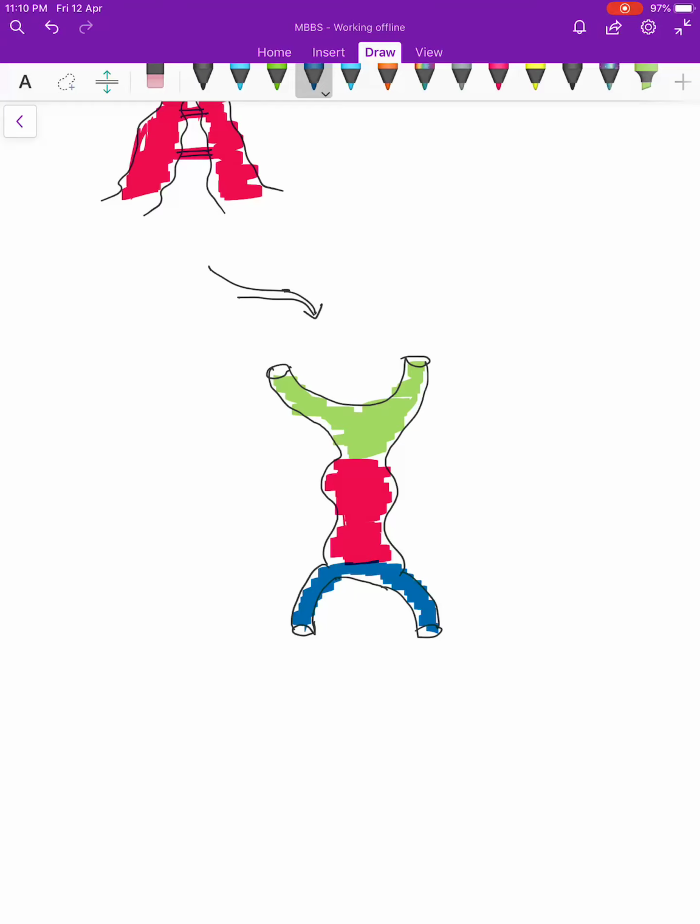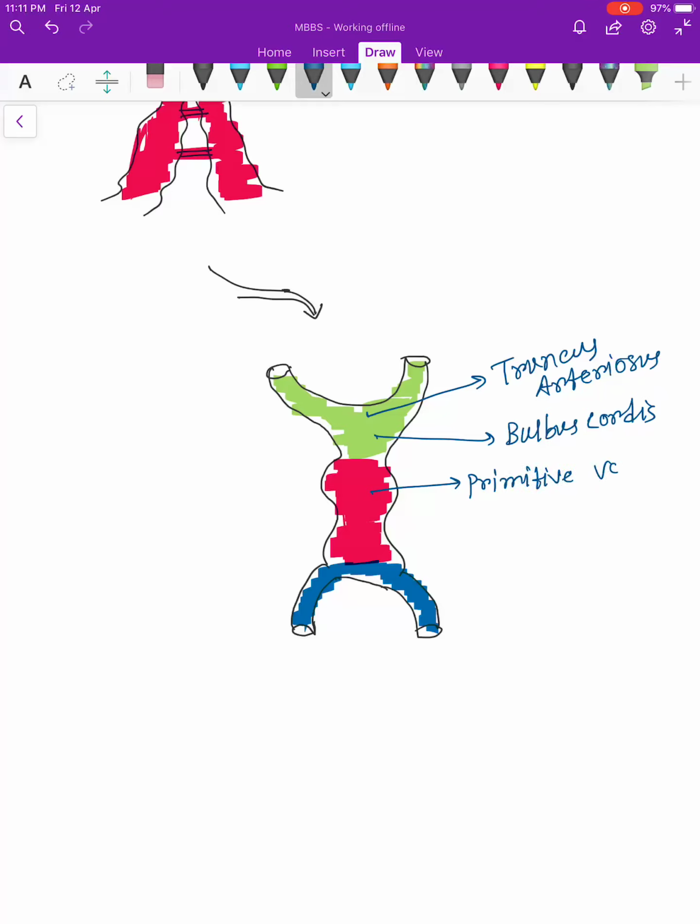Okay, so this is truncus arteriosus. This is bulbus cordis. This is primitive atrium, primitive ventricle.